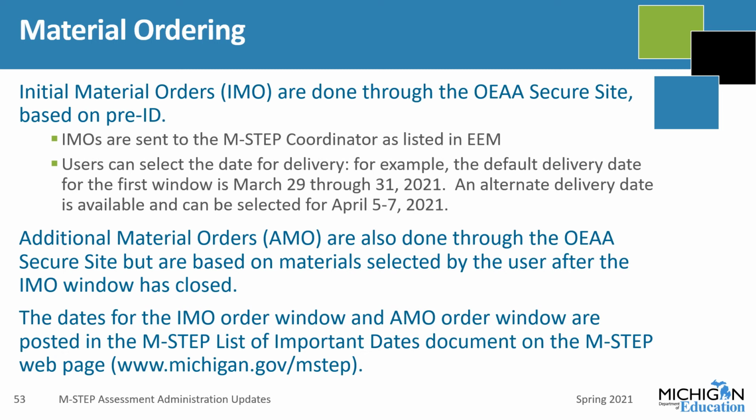Initial material orders were done through the OEAA secure site and are based on your pre-ID counts. Additional material orders will also be done in the OEAA secure site, and these are available once the IMOs have arrived in schools. Dates for each testing window are available in the Important Dates documents. Deliveries for AMOs are based on ordered materials.